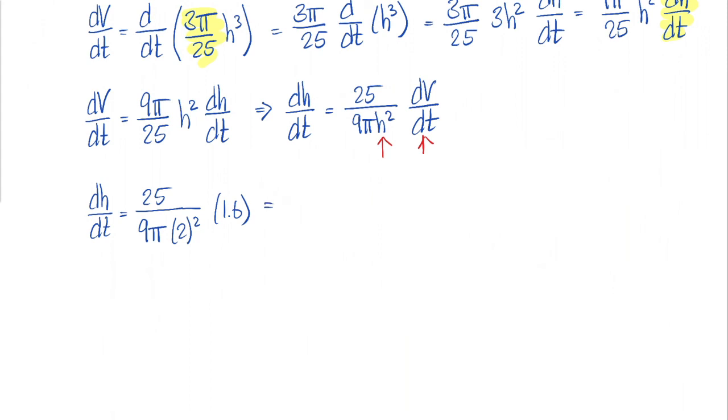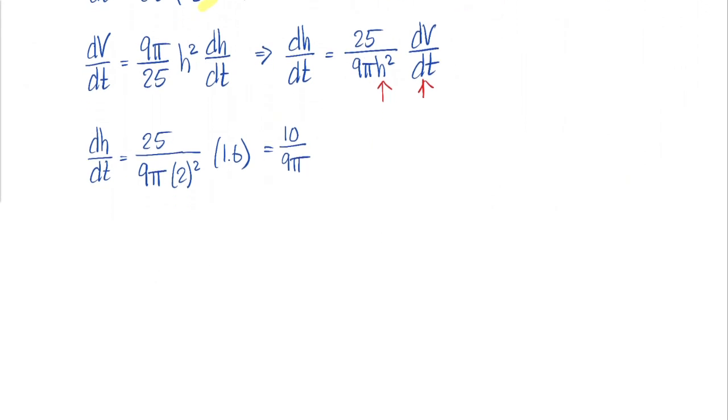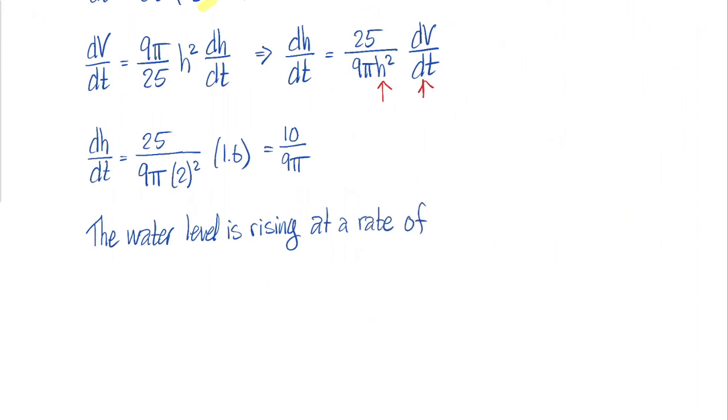So this equals 10 over 9 pi. So we can say that the water level is rising at a rate of 10 over 9 pi, which is approximately 0.4 meters per minute.